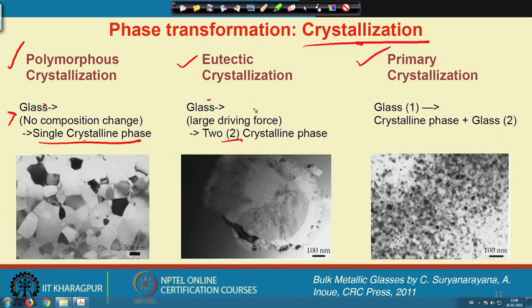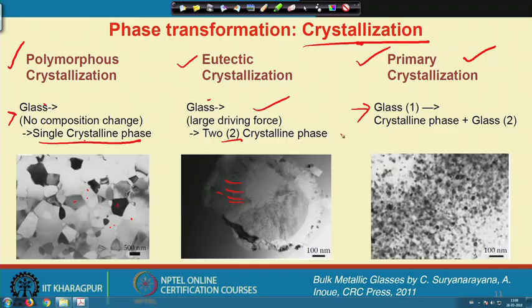So, there must be a very large driving force, and you can see the parallel growth of those crystals, and here only one type of crystalline phase is present. Even though there are some dark regions, these are due to orientation contrast. However, there could be a primary crystallization. So, these are the 3 major types.